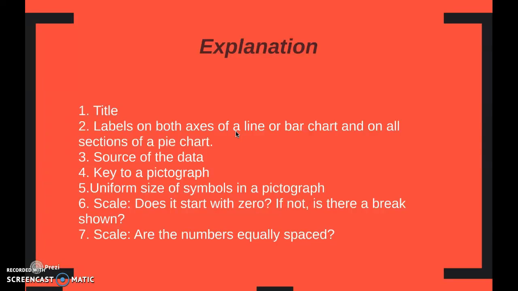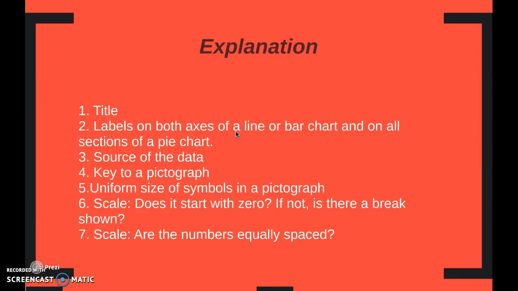Number 1, it should always have a title. Number 2, it should always be labeled on both axes, the Y and the X, if it's a graph or a bar chart, or on all sections of a pie chart. Number 3, sources of the data. You want to know where this is coming from. Could it be a survey? Could it be actual statistics, etc.? And there always has to be a key to a pictograph.